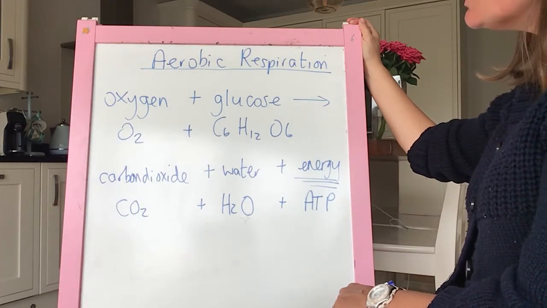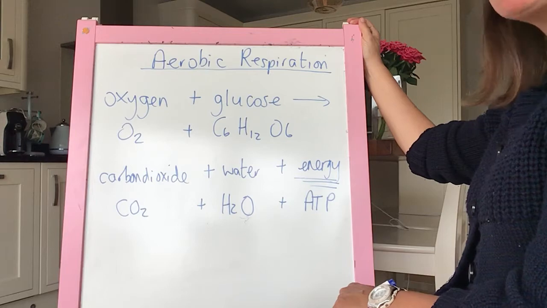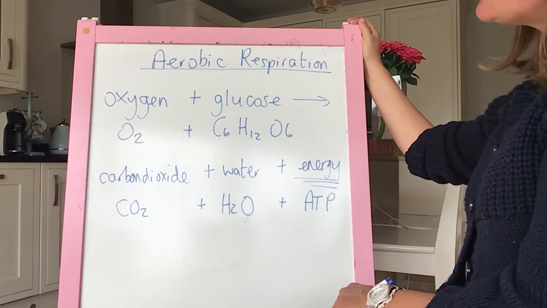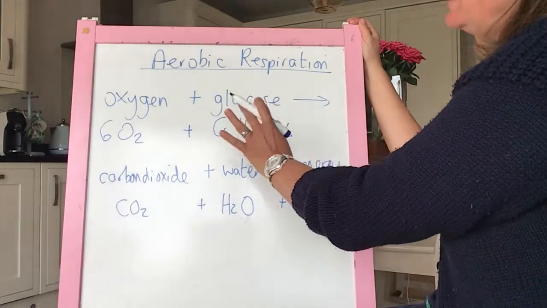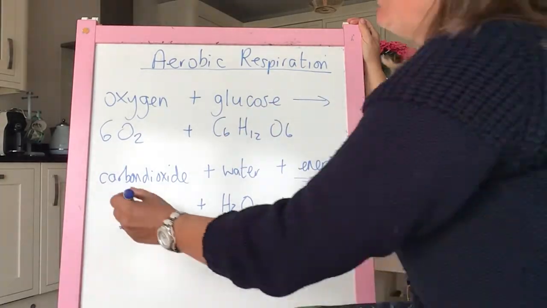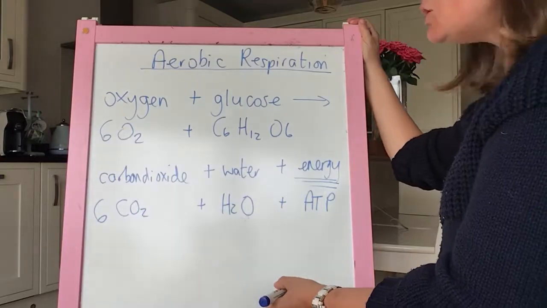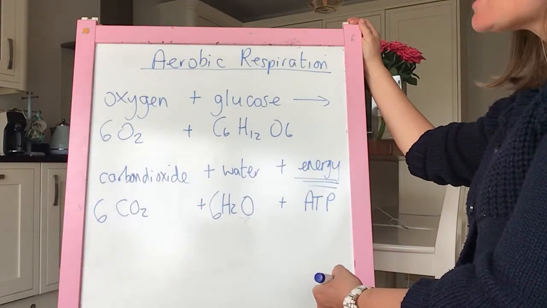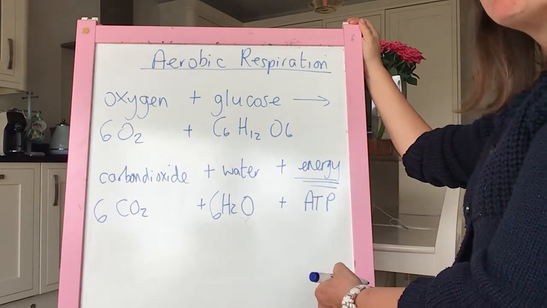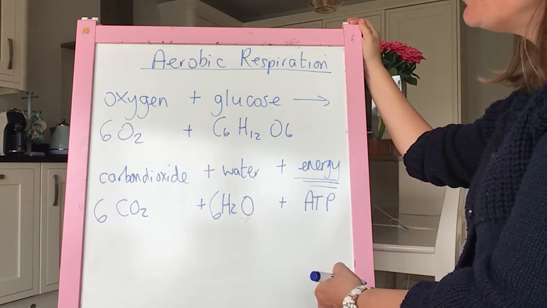So the last thing that I hope you remembered was that you have to balance this equation. So we put a 6 in front of O2. We leave glucose alone. We put a 6 in front of CO2 and a 6 in front of H2O. And there is our balanced equation for aerobic respiration.